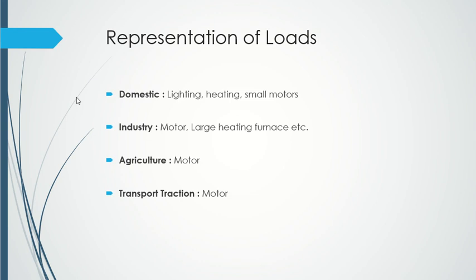Then we have agricultural load, or farming load. Whenever we need to do all that farming work, all that agricultural work, whatever motor you need for that will be your agricultural load. And then transport traction load. Whenever you travel by tram, electric bus, or electric train, all that load is part of the transport traction load.